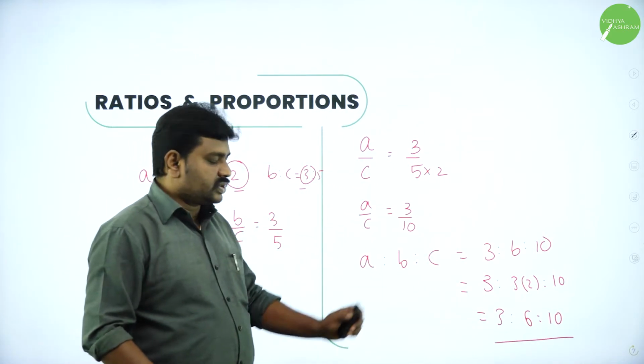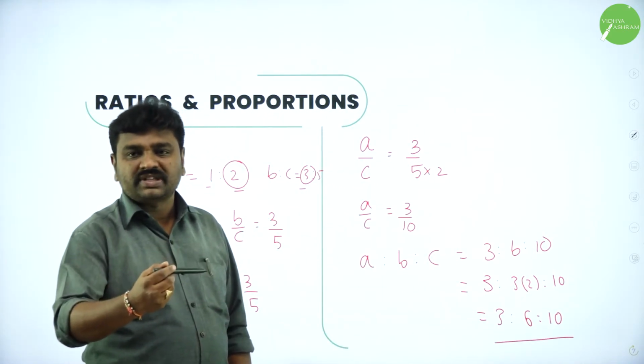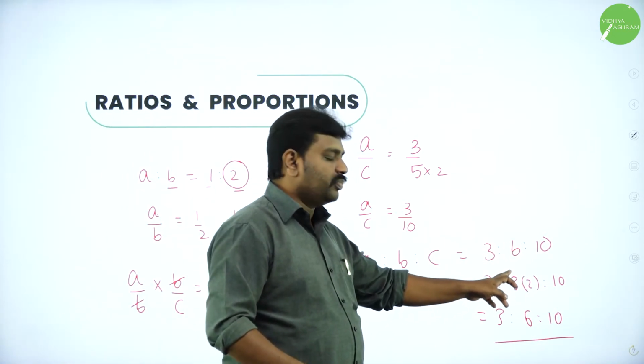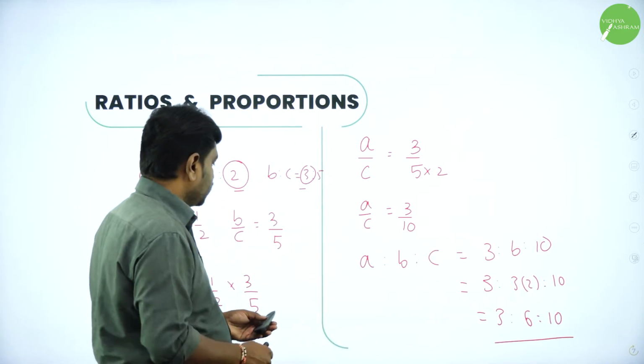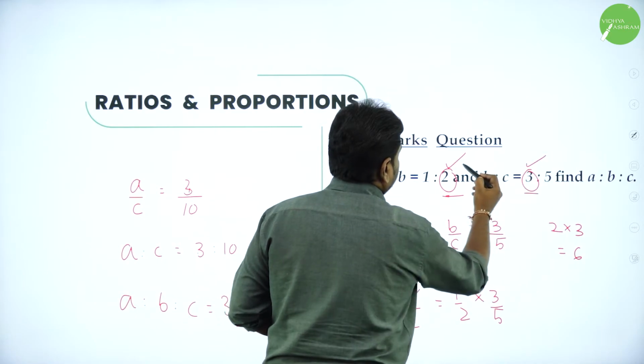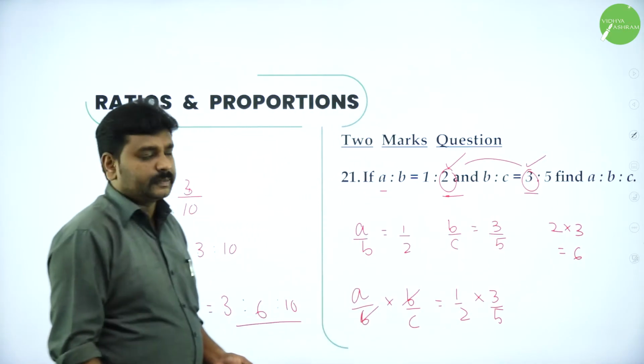How to get it? First find A by B into B by C. You will get A by C. A by C means what? You got 3 by 10. In between we have B. B is obtained by multiplying both the ratios. B of the first case is 2, B of the second case is 3. Multiply these two, you get 6.